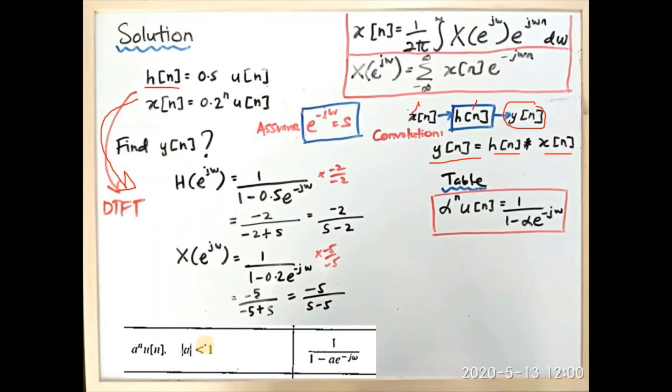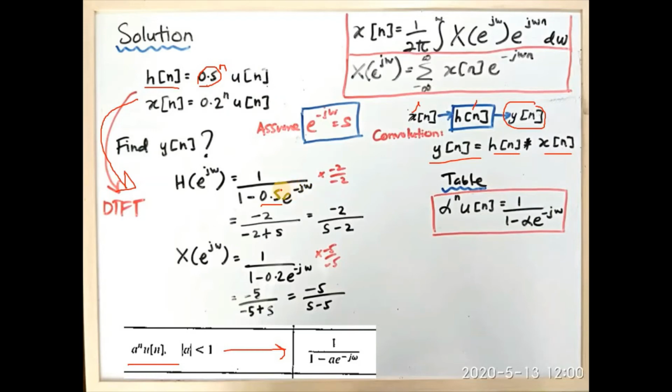So look at this table. You have this one, a^n u[n], sorry, I missed n here. So a is 0.5, and you can get the Fourier transform for this signal: 1 over 1 minus a e^(-jω). So for signal h, H(e^jω) is 1 over 1 minus 0.5 e^(-jω), because a is 0.5.